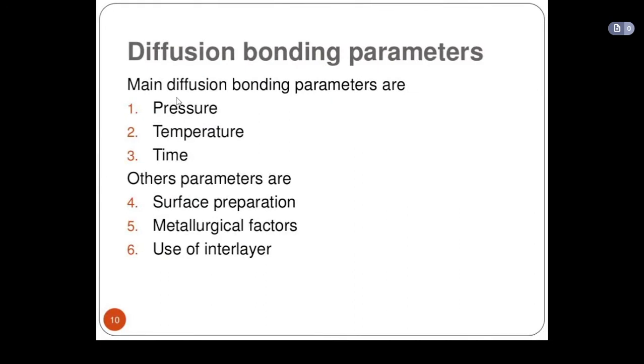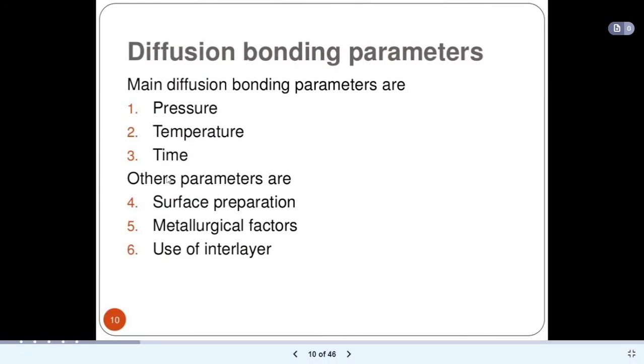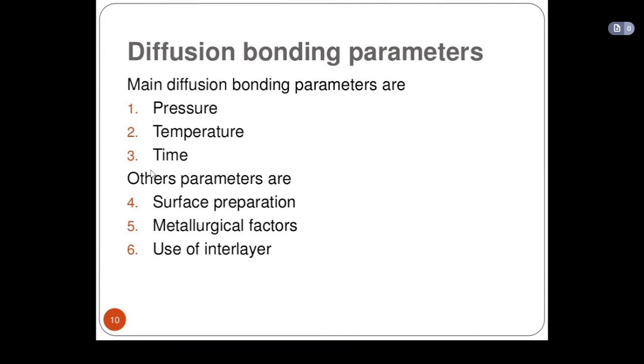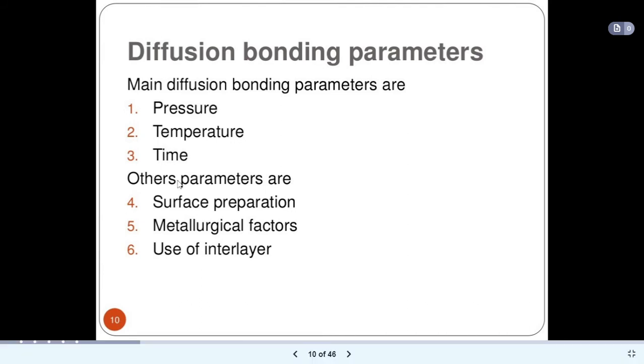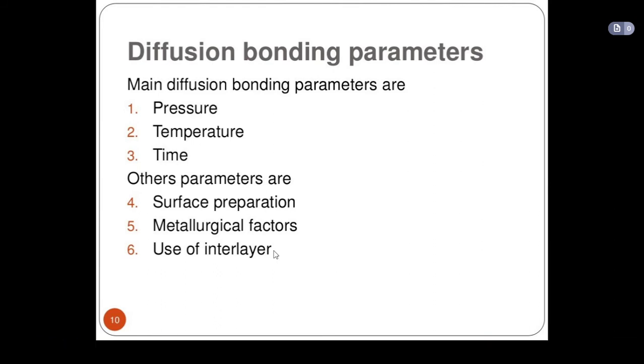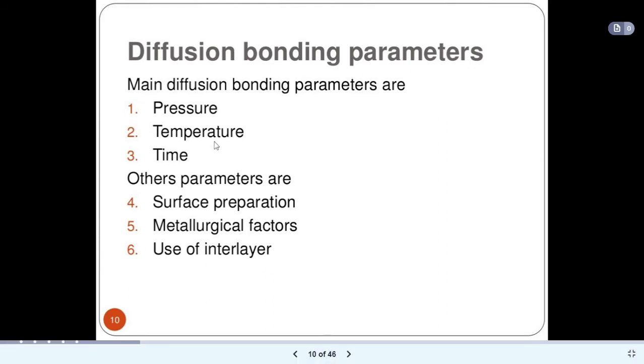Diffusion bonding parameters. What are the parameters that affect diffusion welding? The first one is the pressure, the second one is the temperature, and the third one is the time, the time for which we keep this pressure and temperature during the welding. Some other parameters also affect diffusion bonding: surface preparation, metallurgical factors, and use of an interlayer. Means we use an interlayer as a filler material, or if we want to join more than two plates together, then this can also affect the weld. Okay, so we will discuss one by one.